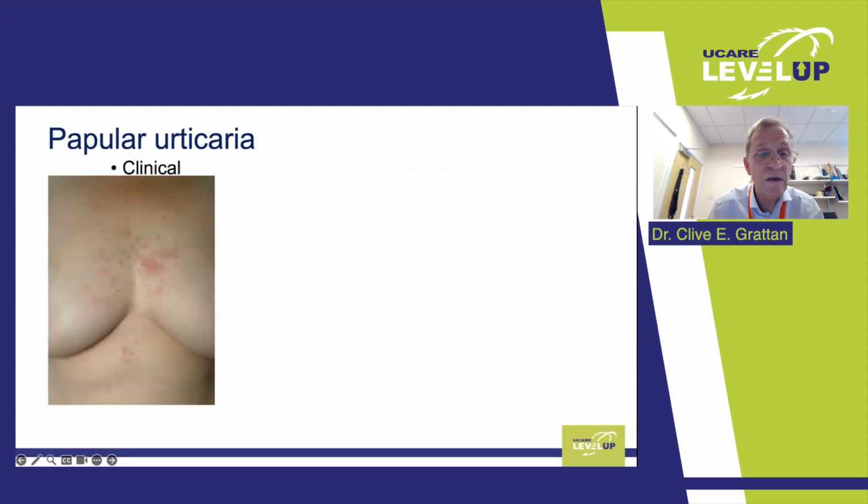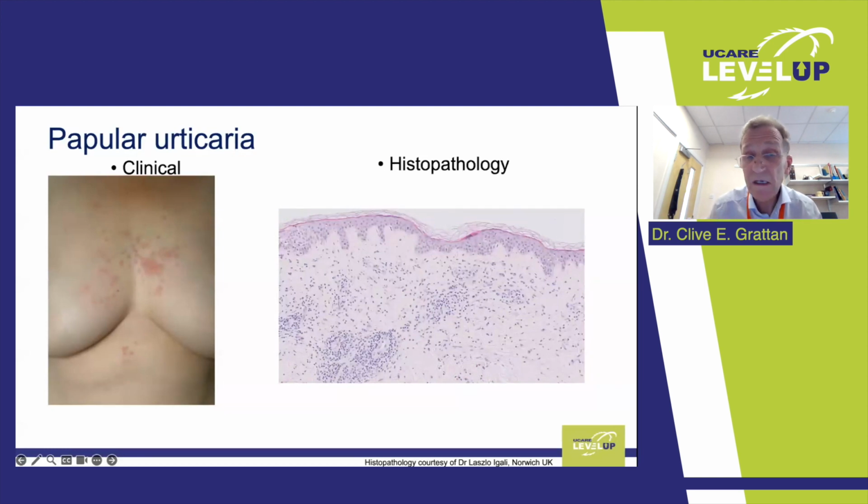Let's go for some examples. This is papular urticaria. Lots of little urticarial papules with a tiny pinpoint of serum in the center of them. And if a biopsy was taken, and this is not usually necessary, there will be a dermal hypersensitivity reaction. And this may have eosinophils, neutrophils, lymphocytes as shown. But further investigations none, because it is a clinical diagnosis.